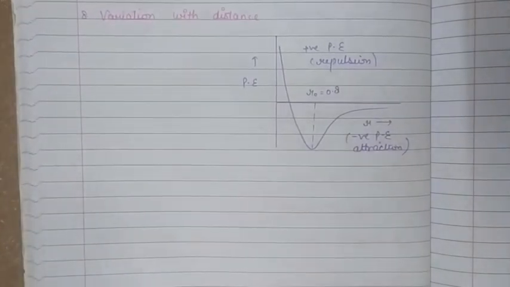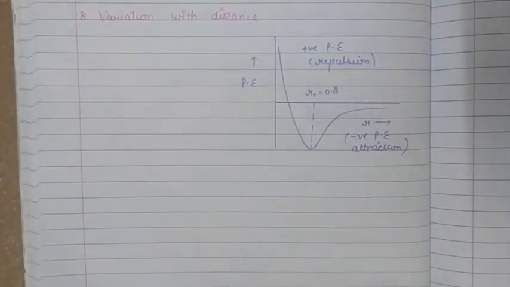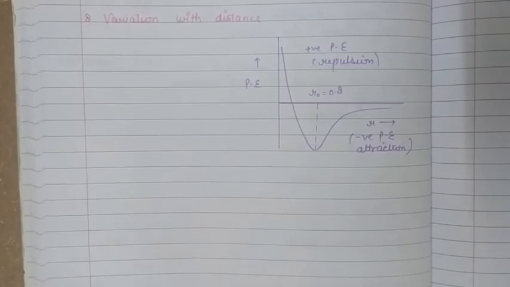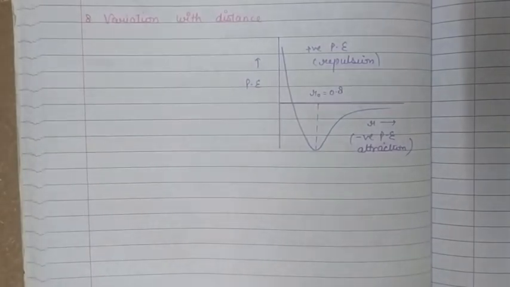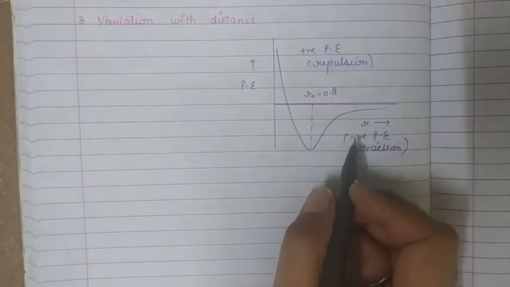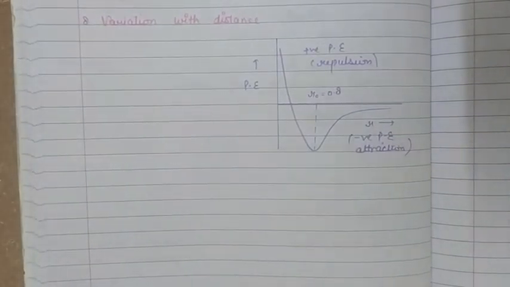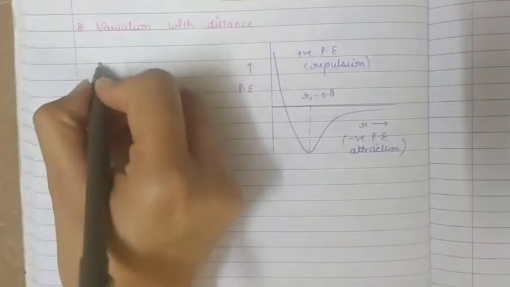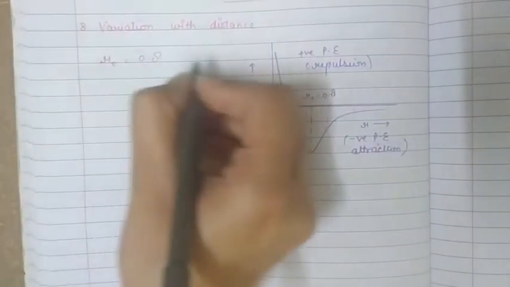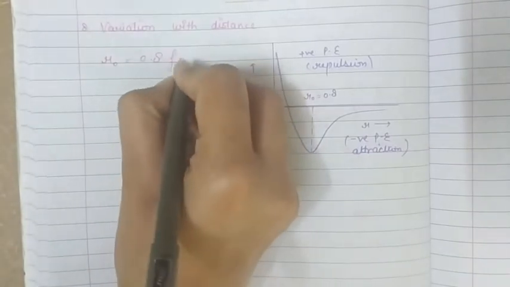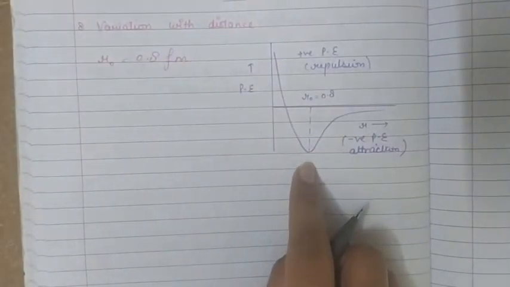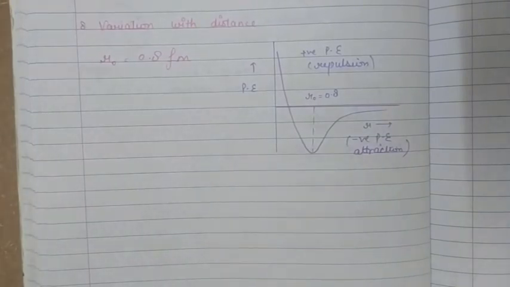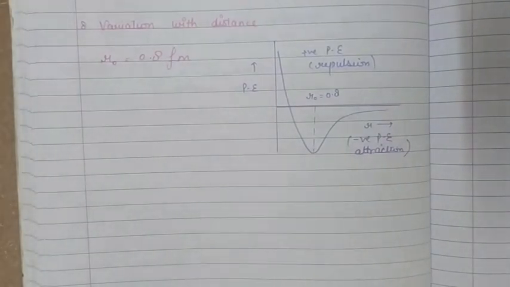So the graph here shows the potential energy of a pair of nucleons as a function of their separation. So we are plotting the potential energy as a function of r, where r is the separation between two nucleons, and r naught is the minimum potential energy distance. That means r naught is the distance at which potential energy is minimum and it is equal to 0.8 Fermi. Now if the potential energy has a positive value, it shows repulsion between them, and if the potential energy shows a negative value, it shows attraction.